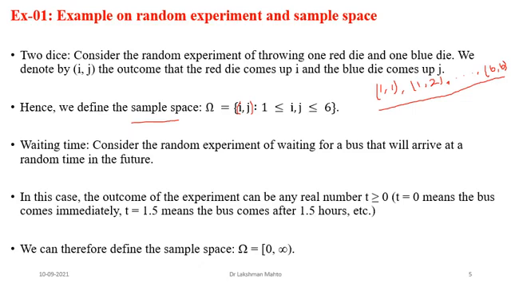So the sample space comes from that perspective in the case of the waiting time example, where the bus may come anytime. In that process, the sample space would be this: closed at 0, open at infinity, because infinity is not a number. So this is the sample space for this second experiment. You can say that it is example number 1. This one is example number 2.